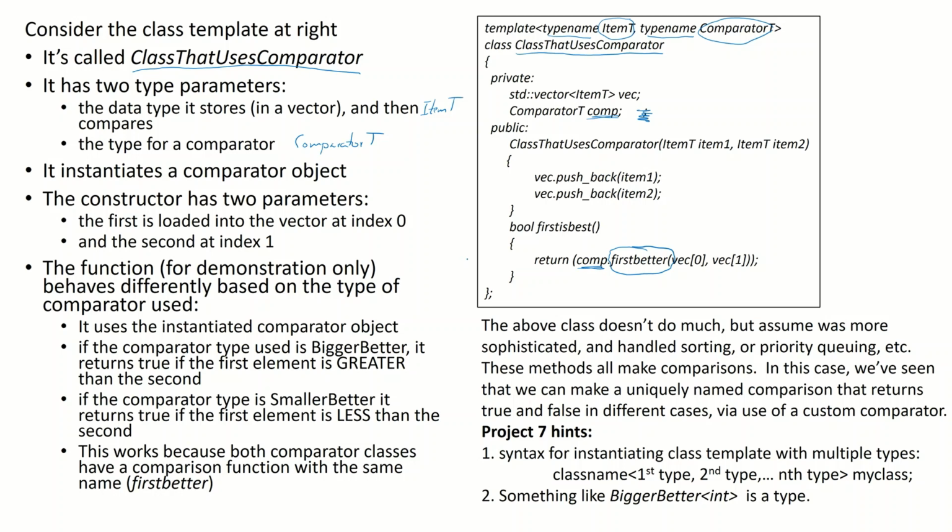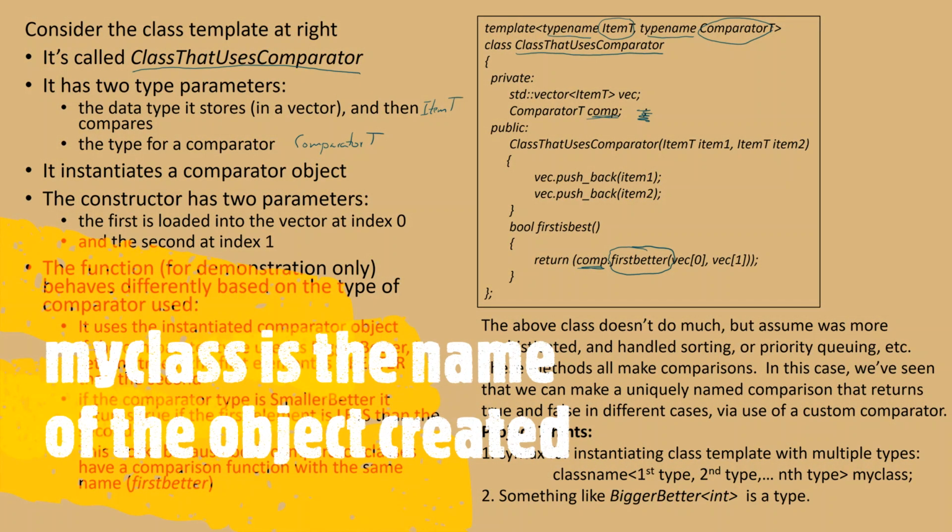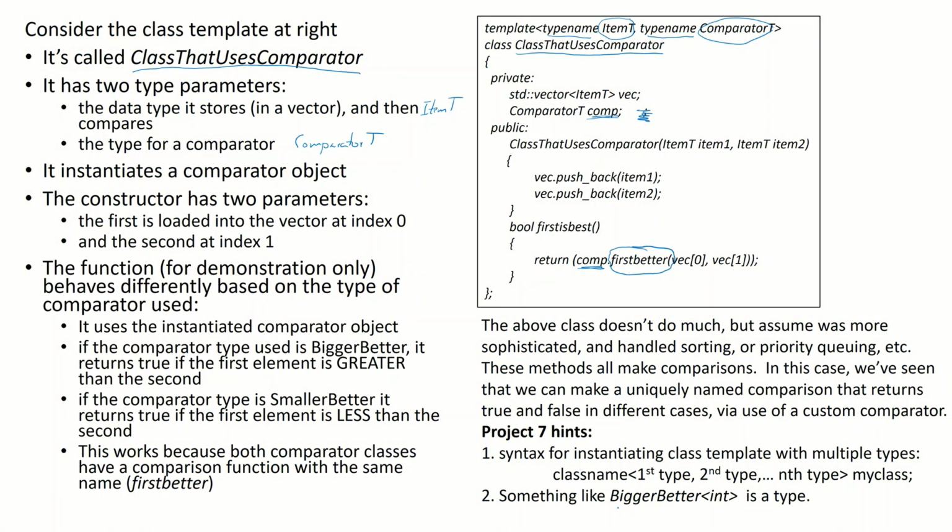So I'll sign off with just a couple of hints for you. Here's the basic syntax for instantiating a class template object with multiple types. Class name is not a keyword. That's the actual class name, like gas pump or motorcycle or whatever. Then you just list all of the types in a row until you get to your last type, and then you give it the name. The other clue I will give you is that something like bigger better int is a comparator type. It's a type that can be passed in as a type parameter to a class template. I hope this helps you with Project 7.